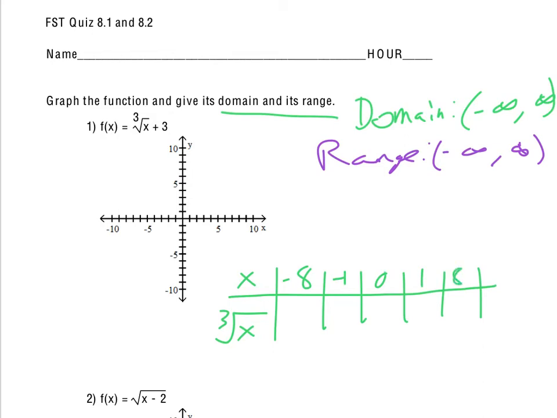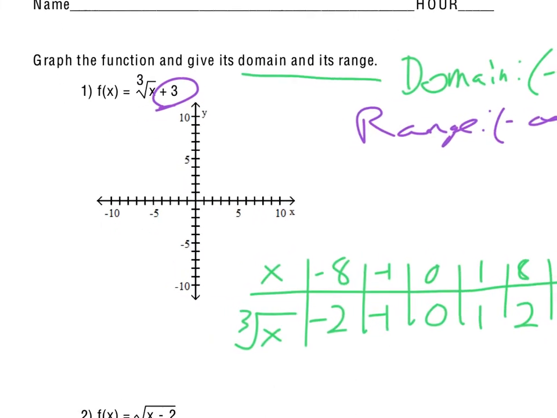Now notice I am just looking at the cube root of x, so what I'll have to do is come up with these points, and then because of the plus 3 here, again that's outside of the radical, so I'll take these points and shift them all up 3. So negative 8 gives me negative 2, negative 1 gives me negative 1, 0 is 0, 1 is 1, and 8 is 2. Again, that's just cube rooting those. It really simplifies the process if you just look at the cube root of x.